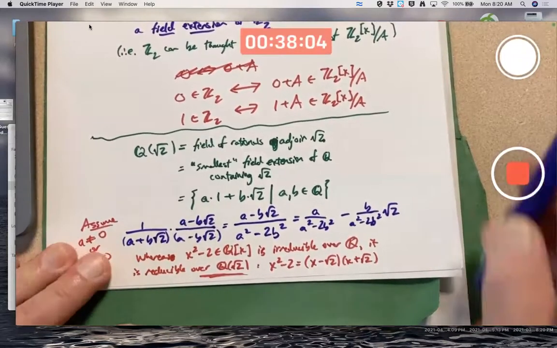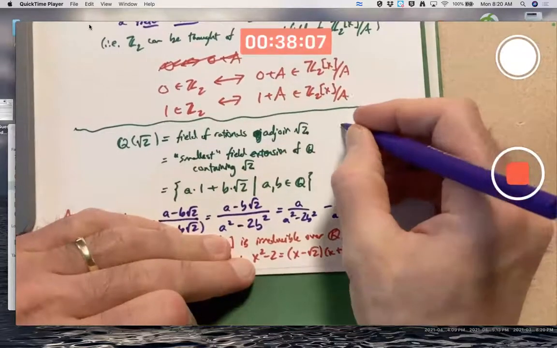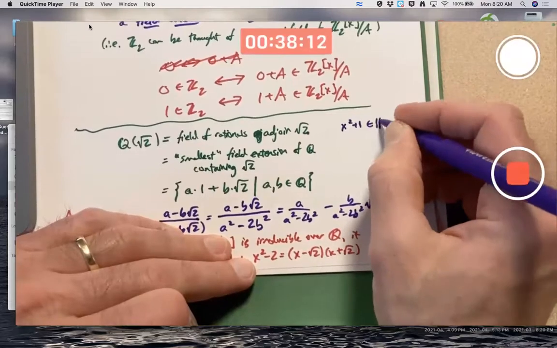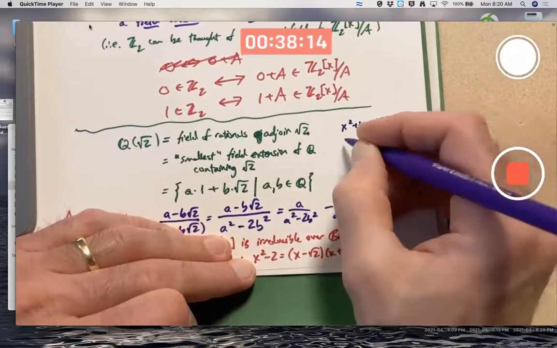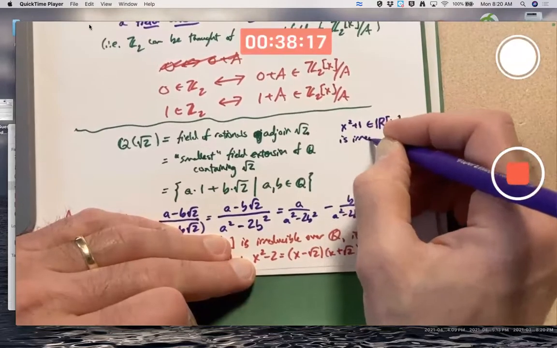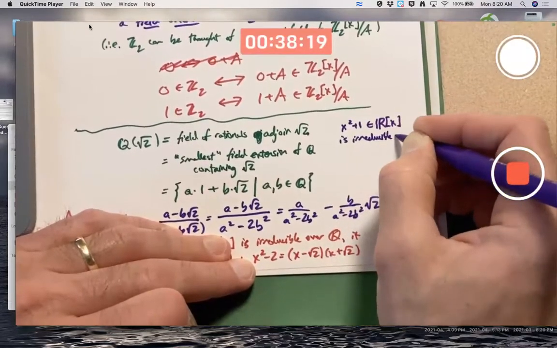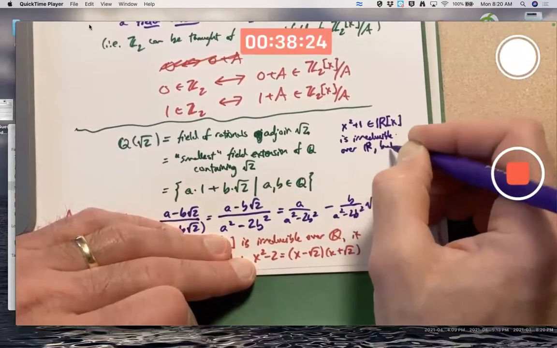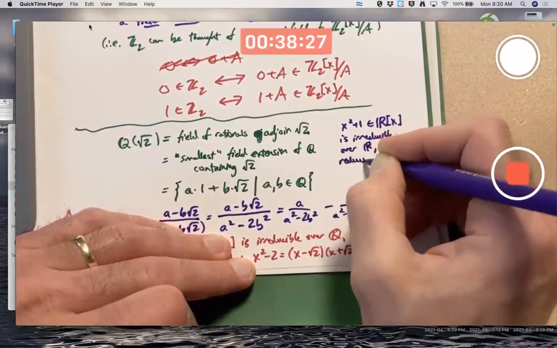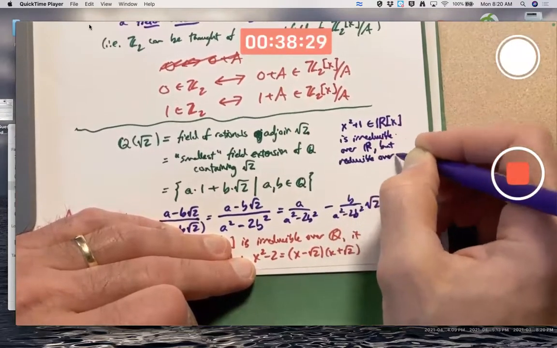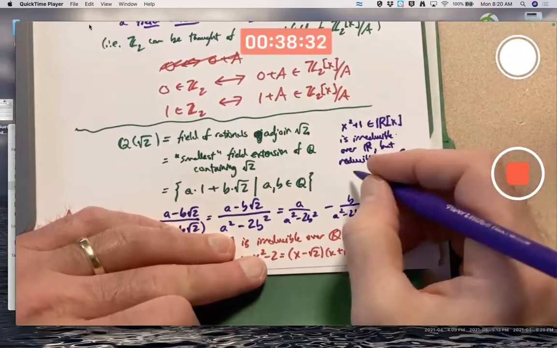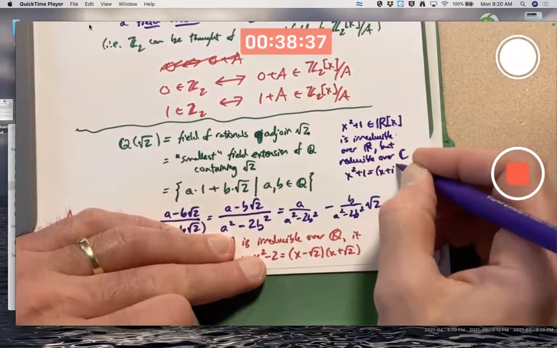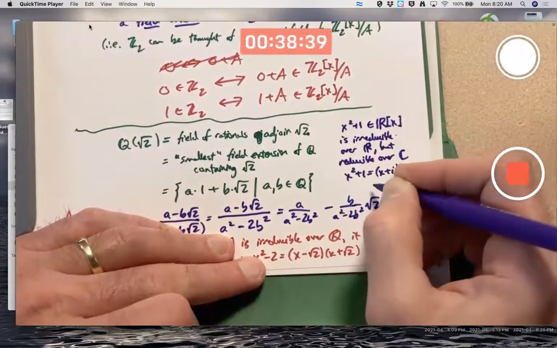As another quick example, let's go ahead and imagine just being in R[x]. x squared plus 1 is irreducible over R, the real numbers, but reducible over C, the complex numbers. X squared plus 1 can be factored as x plus i times x minus i, where i squared is -1.